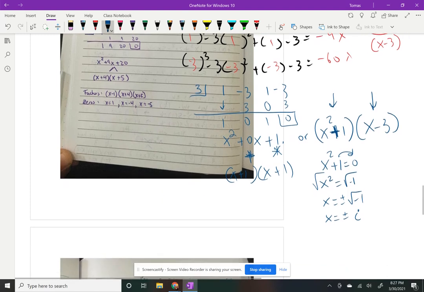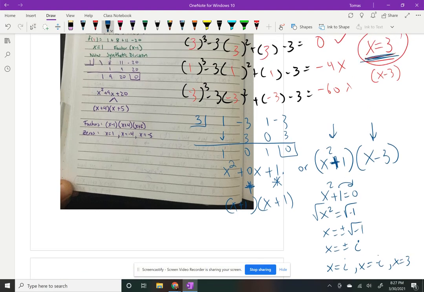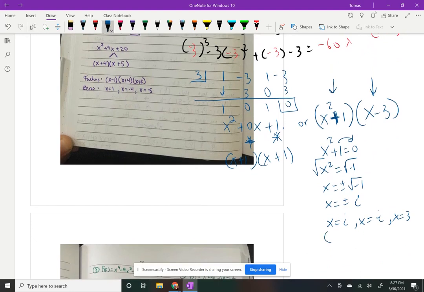So our roots or our factors would be x equals i, x equals -i, and of course, x equals 3, right? Because that was our first one that we came up with. So we could just convert these two factors if you want, would be x minus i, x plus i, and then x minus 3. And this would be our factors, okay? Now, I think on your homework, they're going to ask you for the zeros. So you're just kind of solving for the x.